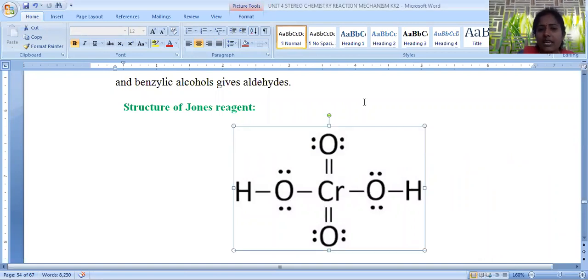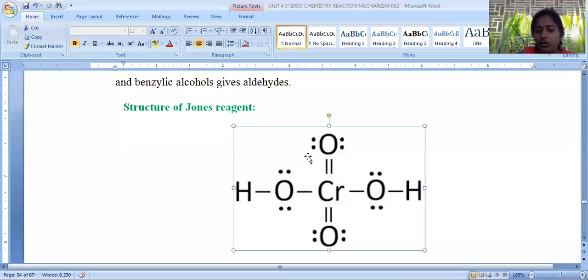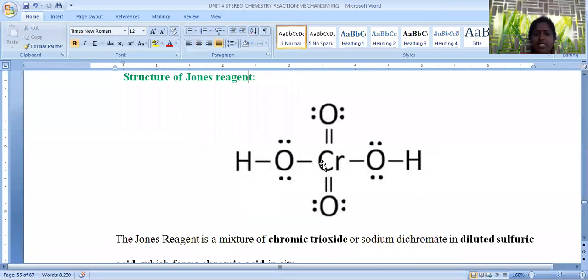This chromic acid is mainly used for the oxidation of hydroxyl compounds. Hydroxyl compounds are converted into carboxylic acids or ketones. This is the simple representation of the preparation method for Jones reagent. Here we see the structure will be H2CrO4. This is called chromic acid. Chromic acid is also called a Jones reagent.